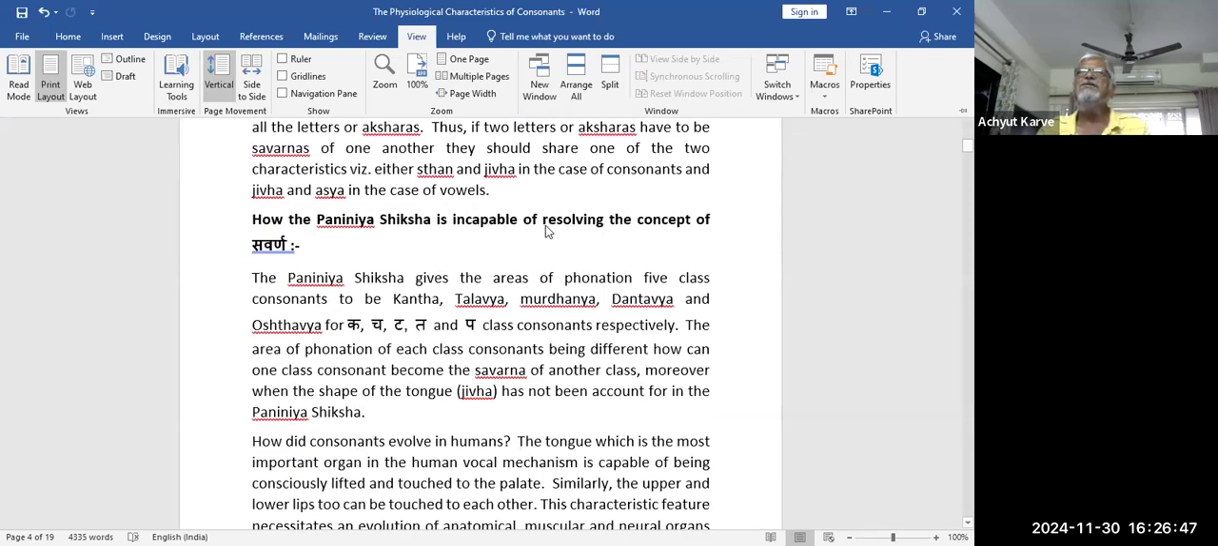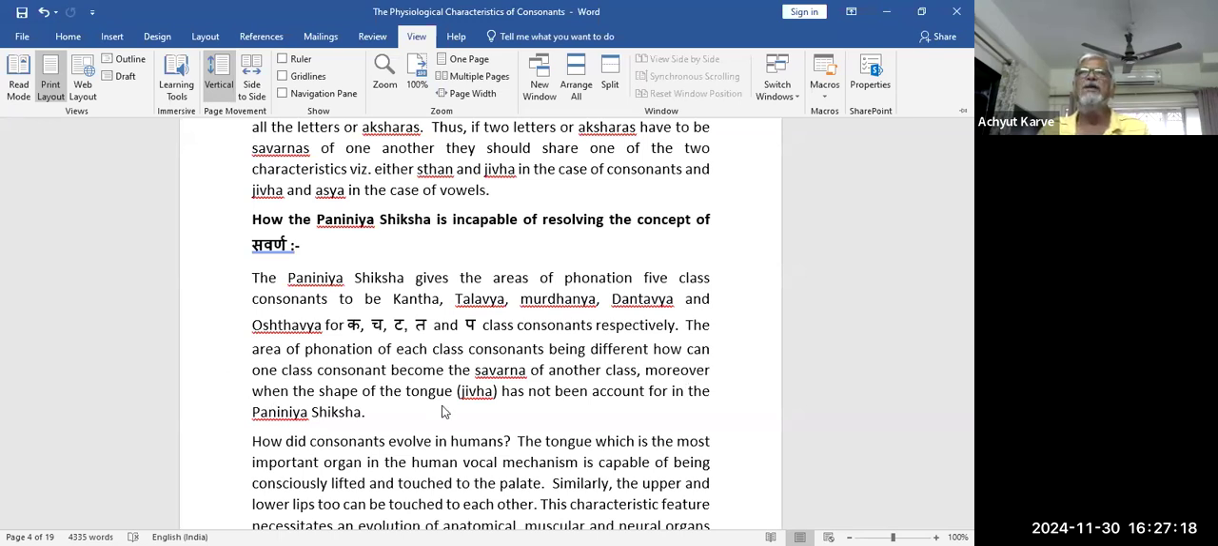How the Paniniya Shiksha is incapable of resolving the concept of savarna. The Paniniya Shiksha gives the areas of phonation of the five class consonants to be Kantha, Talavya, Murdhanya, Dantavya and Oshtavya, for Ka, Cha, Ta, Ta and Pa consonants respectively. The area of phonation of each class of consonants being different, how can one class consonant become the savarna of another class? Moreover, because the sthana is changing.